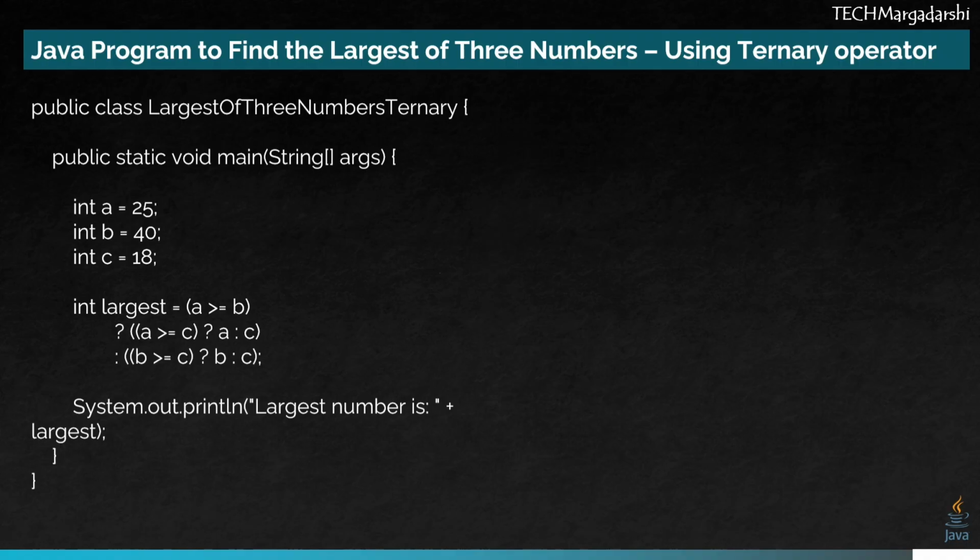And finally, we print it using System.out.println(). In this example, the output will be largest number is 40. The ternary operator helps us write concise code. But for more complex conditions, using if-else statements is often easier to read and maintain.